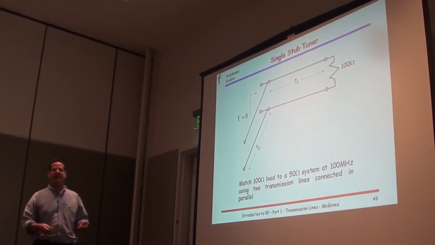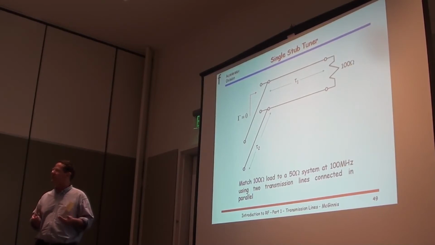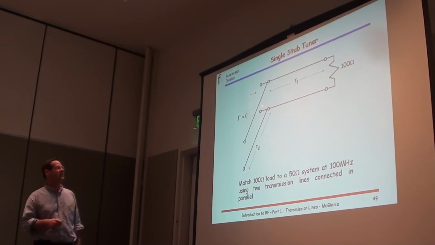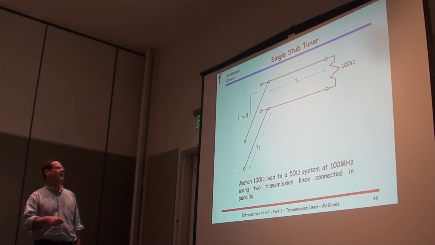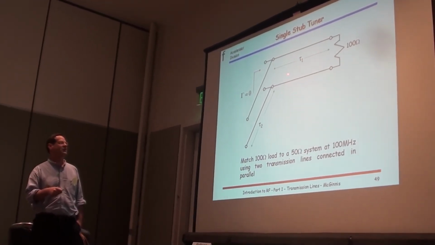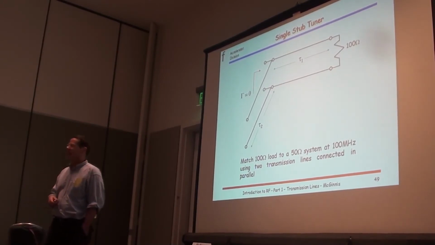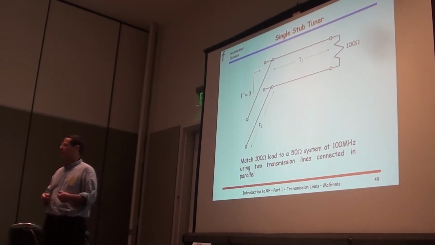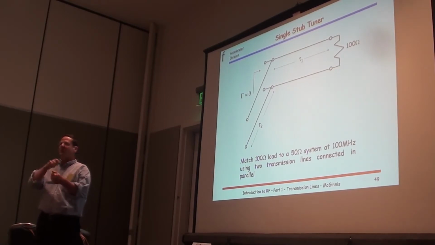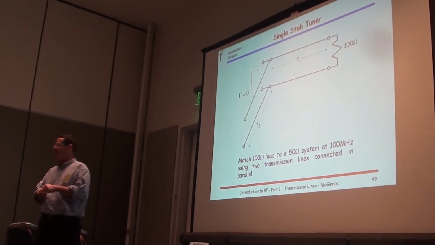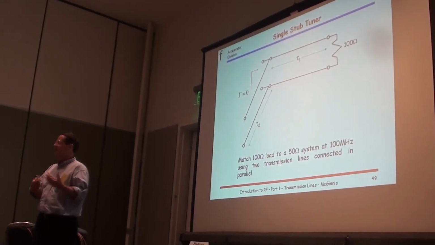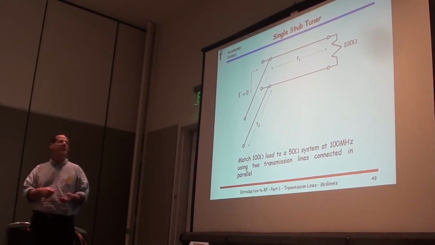So what you'd like is something that stores energy. Transmission lines can store energy, so you can use them to match. A single stub tuner is basically a parallel combination: you have one length off the load and you have something in parallel. You can do other configurations, like series stub tuners. The only problem with series stub tuners is they're difficult to realize in the real world, because you have to connect the ground of one transmission line to the center conductor of another. That's hard to do, so it's always better to have a parallel configuration.